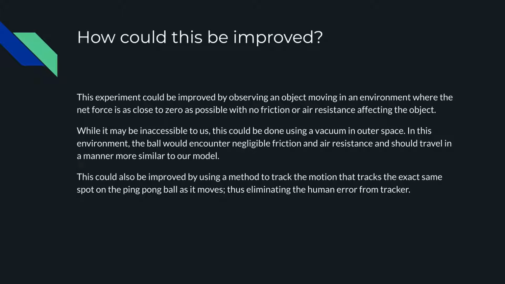So, how could this be improved? This experiment could be improved by observing an object moving in an environment where the net force is as close to 0 as possible with no friction or air resistance affecting the object. While we may not be able to do this ourselves, this could be done using a vacuum in outer space. In this environment, the ball would encounter negligible friction and air resistance and should travel in a manner more similar to what we found in our model. This could also be improved by using a method to track the motion that tracks the exact same spot in the ping pong ball as it moves, which would take away the human error from Tracker.